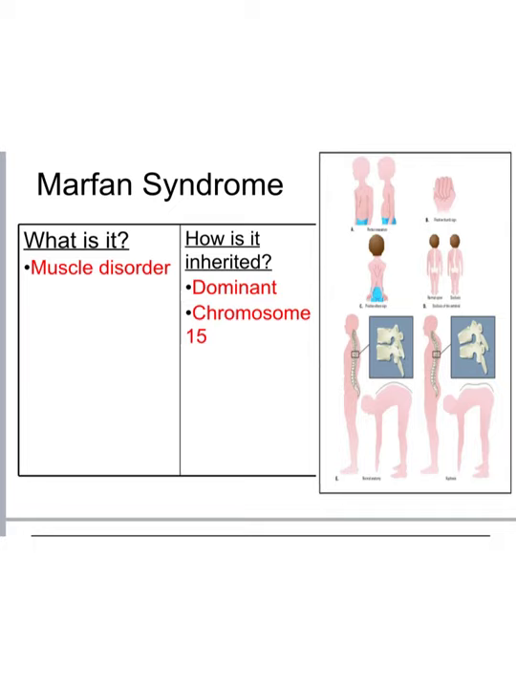As you can see in the picture, it affects like the muscles. In the spine, you can see that the spine is bent. It's a little bit different than like scoliosis, but similar. You can see how the curvature of the spine is affected. And that's due to the muscles, though.